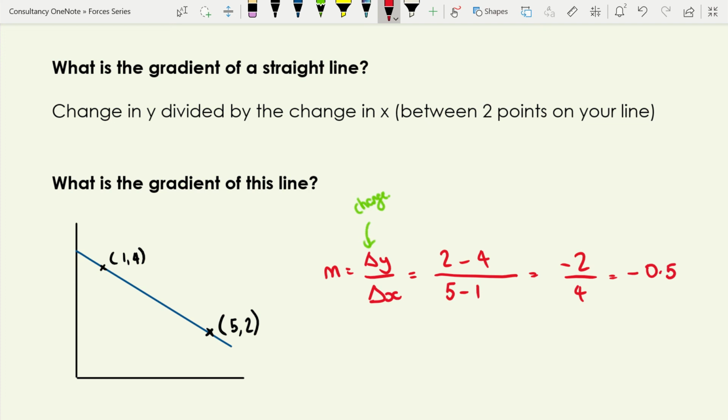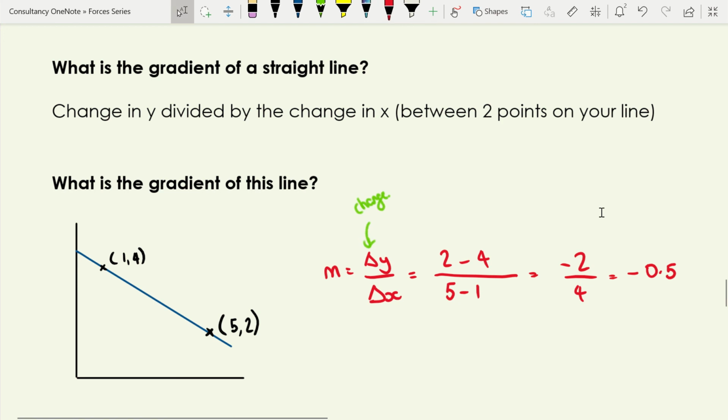Now, does that make sense? Well, yes, it does, because we've got a negative gradient, and that's good because the line is going downwards as we move towards the right. And any points we pick on that line, we'd find the gradient is the same because it's a straight line. So whichever points we picked on that line, we should have got minus 0.5 because it's a straight line type graph.